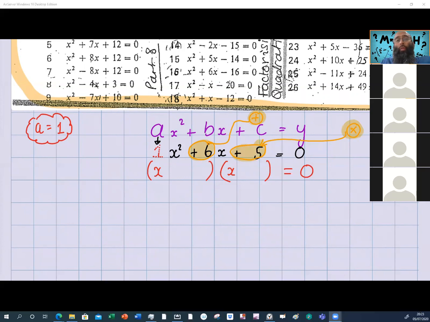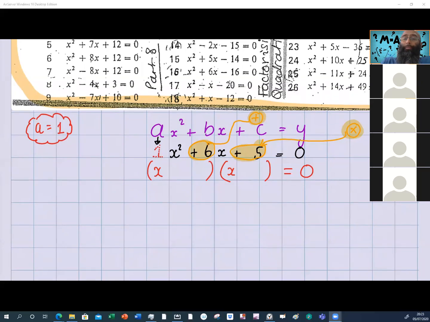Okay, so we're looking for 2 numbers that multiply to give you the last number, the c value, and add up to give you the b value. Remember, the b value isn't 6, it is plus 6. So now let's have a look. If you're looking for 2 numbers that multiply to give you 5 and add up to give you 6, we need to write them down. Let's have a go.